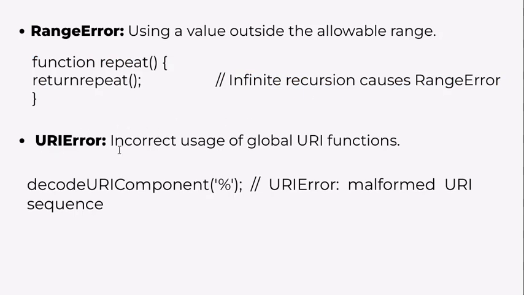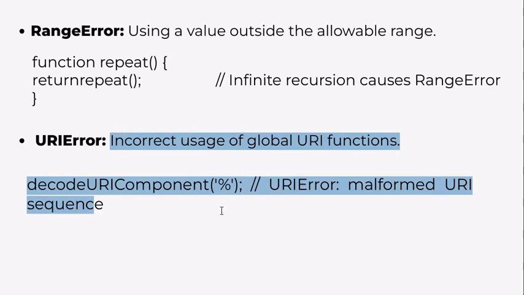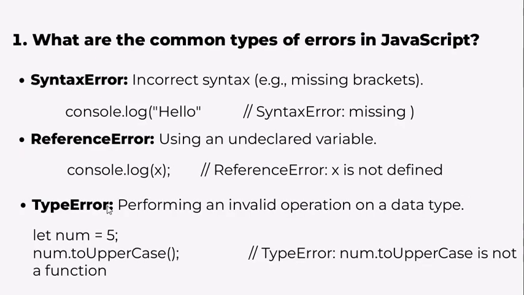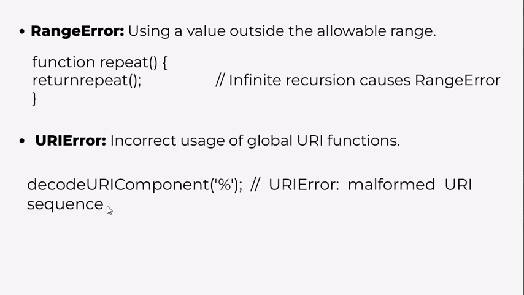Another error is the URI error, which is caused by incorrect usage of a global URI function. This is an advanced level of error. You may not face it when working on a small project, but when you're working on big scale software, then you might face this error. Most programmers face syntax, reference, type, and range errors. Range error is not likely when you're a senior developer, because you understand the logic behind everything.